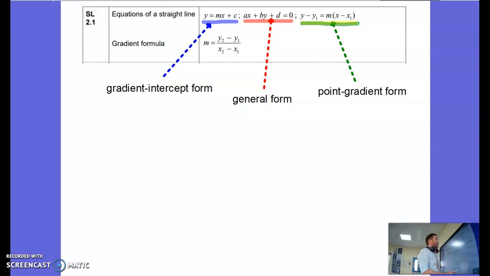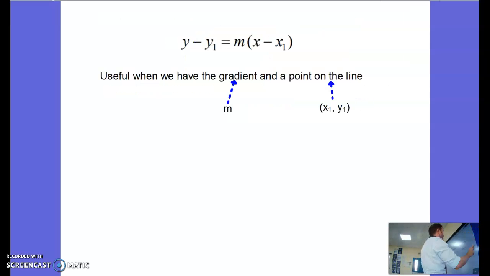The reason it's called that is because we're going to have a point, we're going to have a gradient, and we're going to find the equation of a straight line. So it's most useful when we've got that information. If you're given the gradient and a point on the line, choose this form because we can just substitute numbers in there and we end up with a lovely equation of a straight line. Let's see how it works.